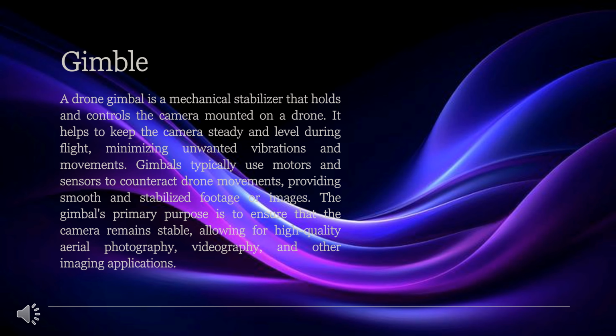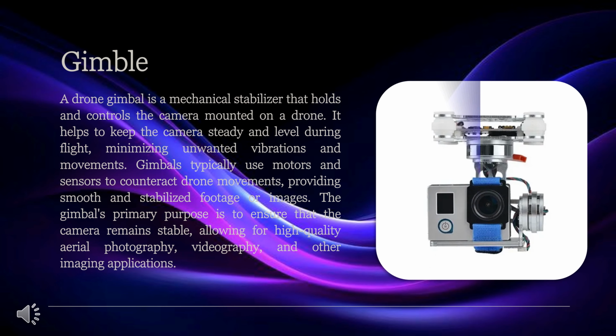Gimbal. A drone gimbal is a mechanical stabilizer that holds and controls the camera mounted on a drone. It helps to keep the camera steady and level during flight, minimizing unwanted vibrations and movements. Gimbals typically use motors and sensors to counteract drone movements, providing smooth and stabilized footage or images. The gimbal's primary purpose is to ensure that the camera remains stable, allowing for high-quality aerial photography, videography, and other imaging applications.